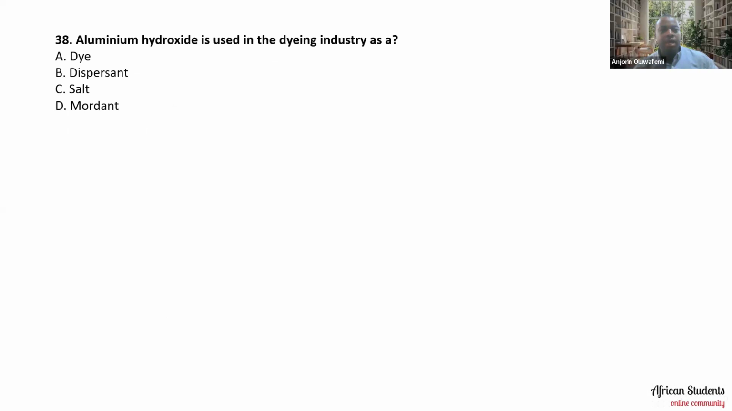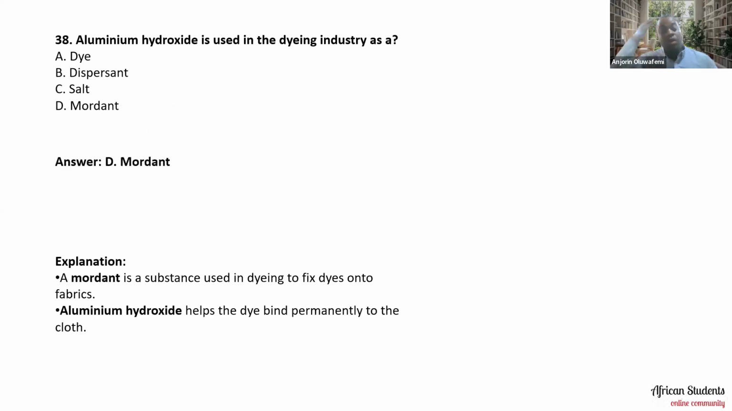This one says that aluminum hydroxide is used in the dyeing industry as A, a dye, B, a dispersant, C, a salt, and D, a mordant. The answer to this one is D, a mordant. And the reason is because a mordant is a substance used in dyeing to fix dyes onto fabrics. Aluminum hydroxide helps the dye bind permanently to the clothes.